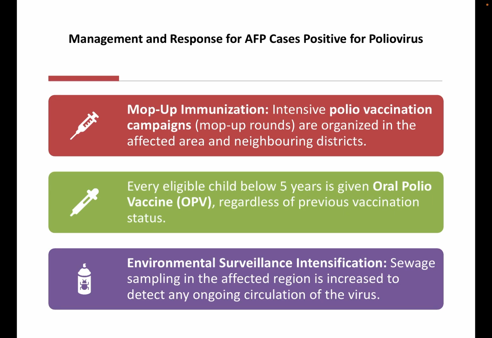After that, there should be an intensive polio vaccination campaign organized in the area as well as the neighboring district, where every child under the age of 5, irrespective of their previous vaccination status, is given OPV. Then environmental surveillance also has to be carried out. All the sewage sampling in the nearby affected area has to be checked, and samples again have to be sent to the nearest WHO accredited laboratory.